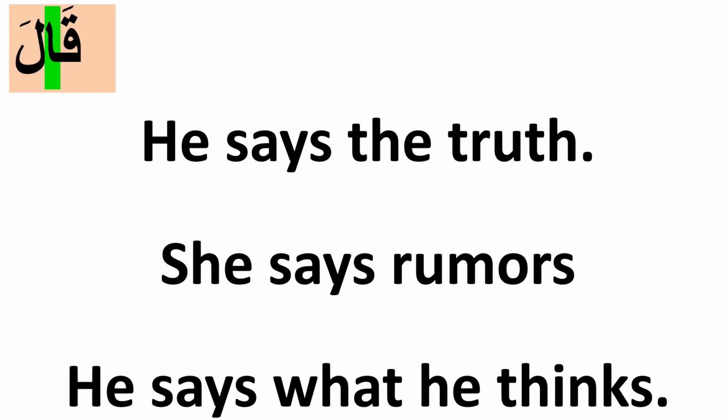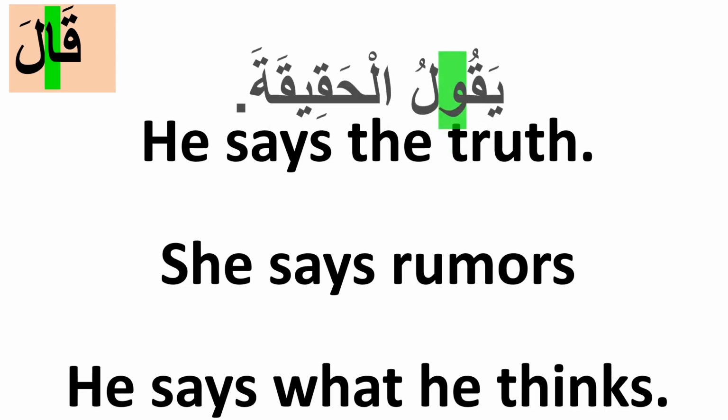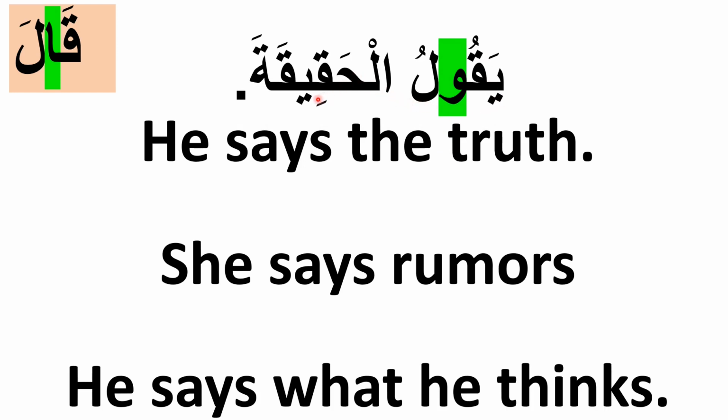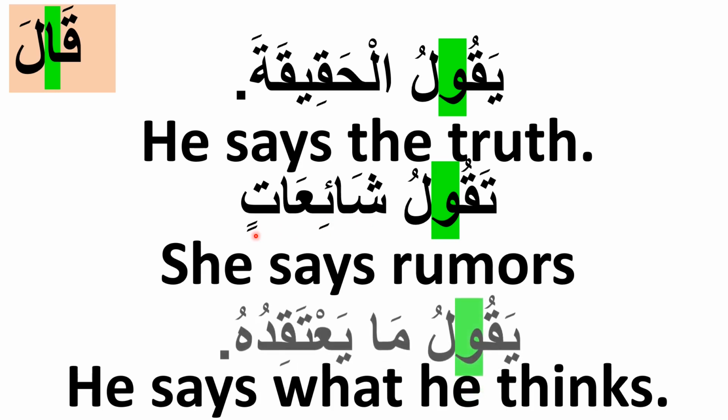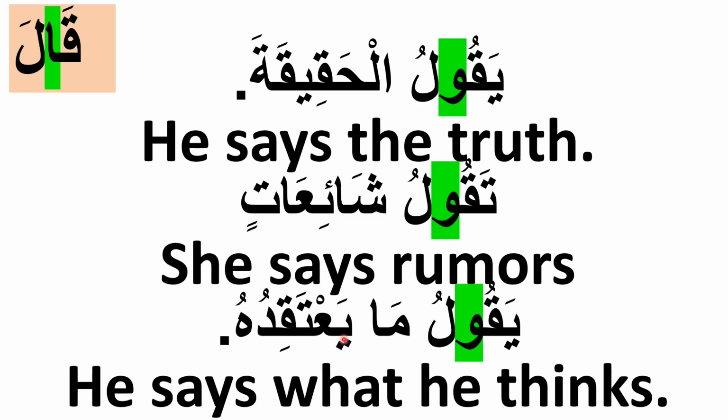Today we will be covering the verb قال. قال, say. Let's start off with 3 examples in the present tense. يقول الحقيقة. He says the truth. تقول شائعات. She says rumors. يقول ما يعتقده. He says what he thinks.